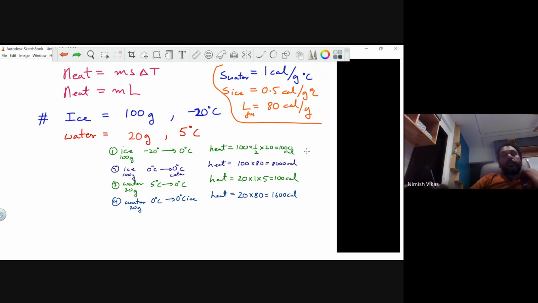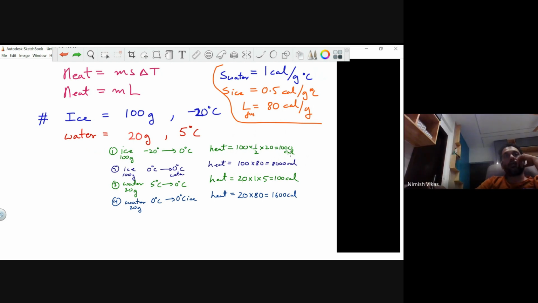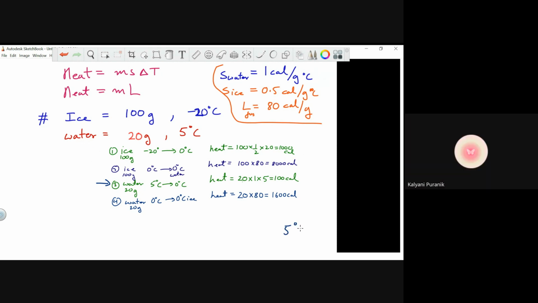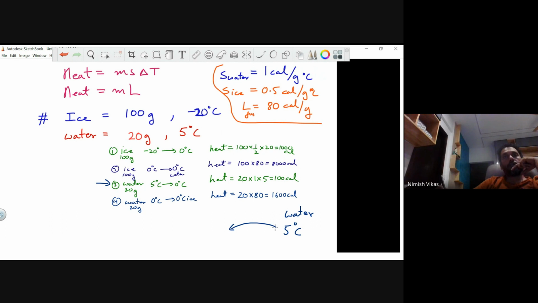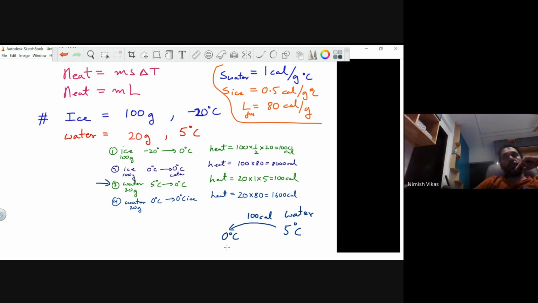So somebody has to be giving the heat. Do you know who is the person who is giving the heat in the whole story? Water. Yeah, the one which is hotter is giving the heat, and water is hotter. Are you given the next point? Can you speak this sentence? So 20 grams of water goes from 5 degrees Celsius to 0 degrees Celsius and requires 100 calories of heat. Not requires, that's the wrong sentence. So it gives out 100 calories of heat to go from 5 degrees Celsius to 0 degrees Celsius water, right?